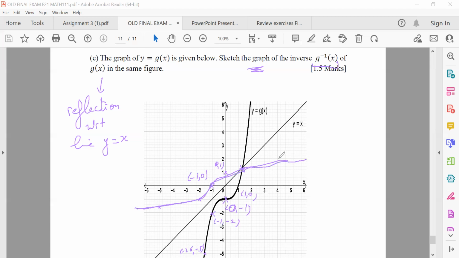This is an idea of the graph of y equals G inverse of x. And this is the end of the exercise.